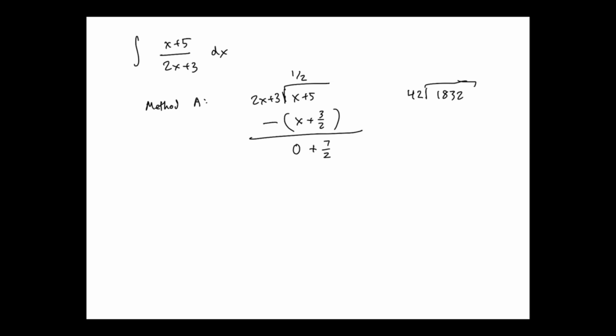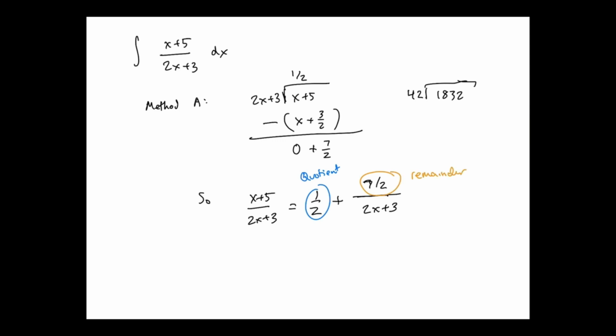Okay, and so now I can write the original fraction as 1/2 plus 7 halves over 2x plus 3. So notice the form here. I've got the quotient, I've got the remainder, and then I've got the divisor. Okay, so now how would I integrate this thing?